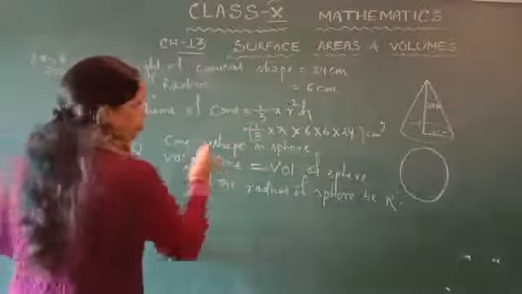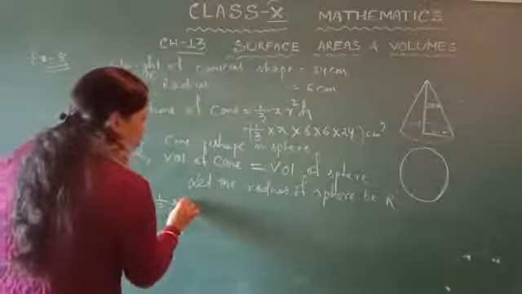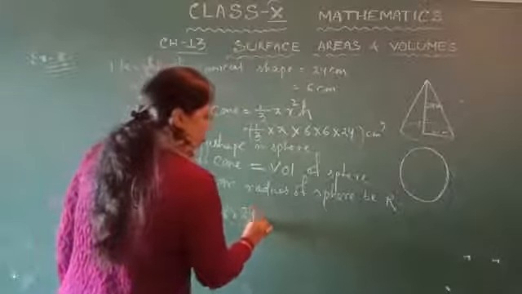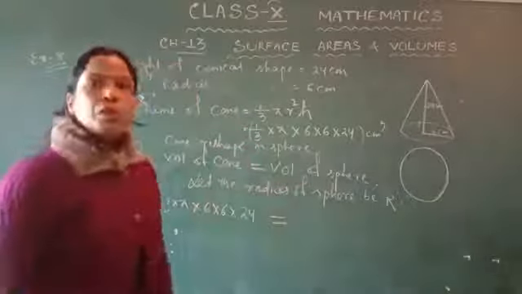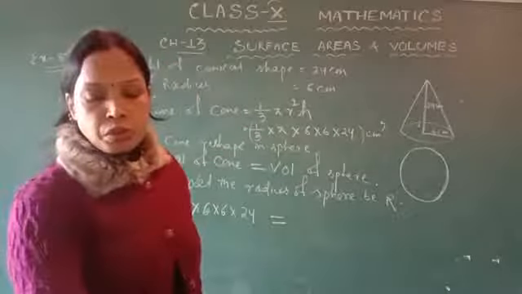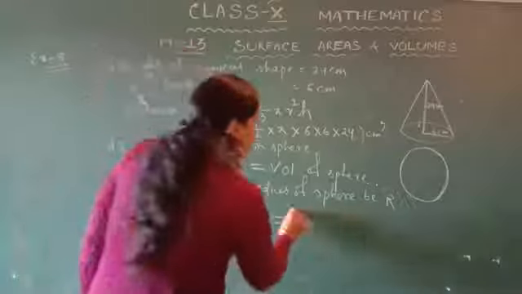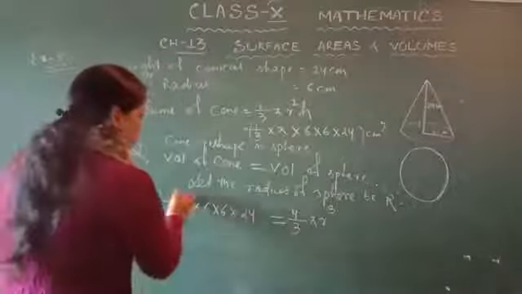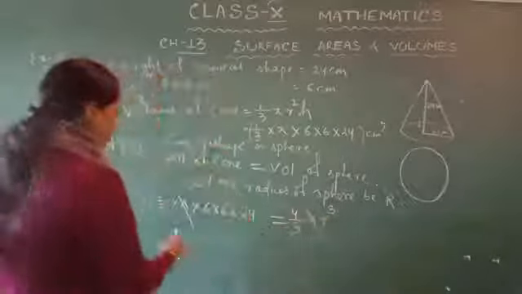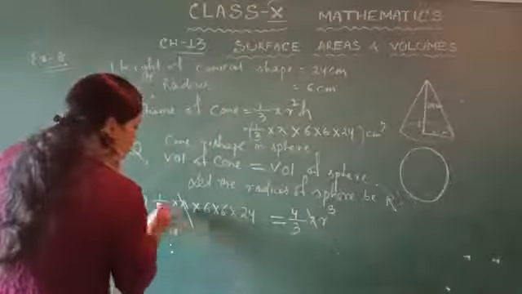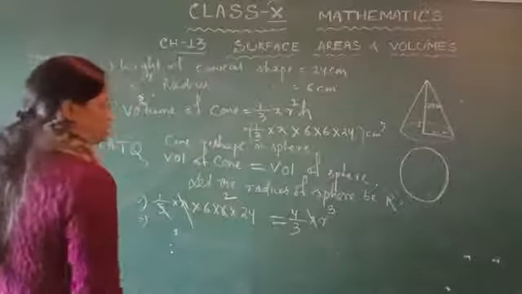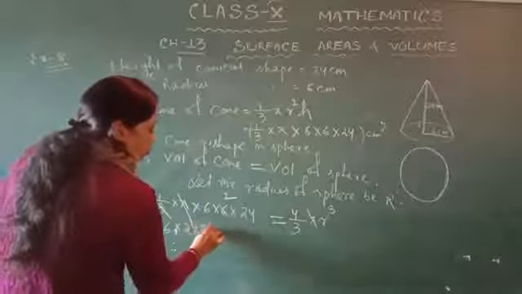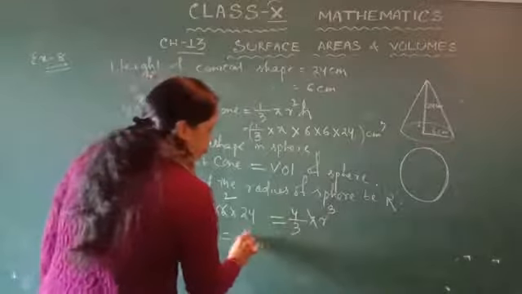So the volume of a cone is equal to what? 1 upon 3 into pi into 6 into 6 into 24 is equal to the volume of a sphere, that is equal to 4 upon 3 pi r cube. Okay. So now on both sides pi cancels. So this implies 1 upon 3, 3 here is cancelled, 2. Then 6 into 2 into 24 is equal to 4 upon 3 r cube.